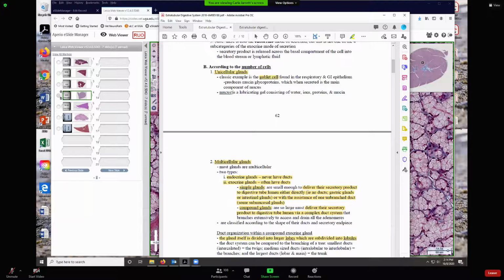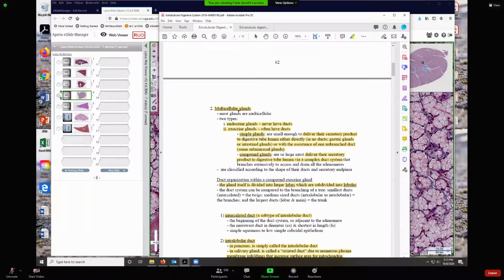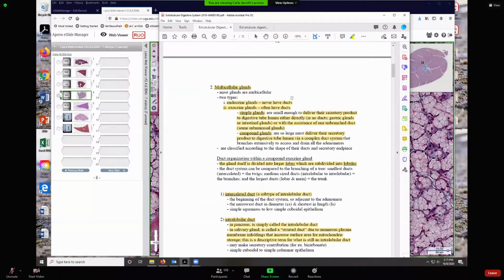Moving on down to the number of cells in a gland, we've met the unicellular glands, the goblet cells. Now we are meeting the multicellular glands. And multicellular glands can again be endocrine, which don't have ducts. That is the last organ system in the course, so put that thought on hold. And then the exocrine glands, which often have ducts.